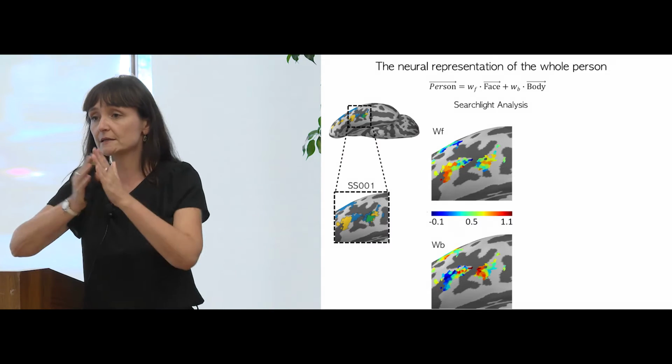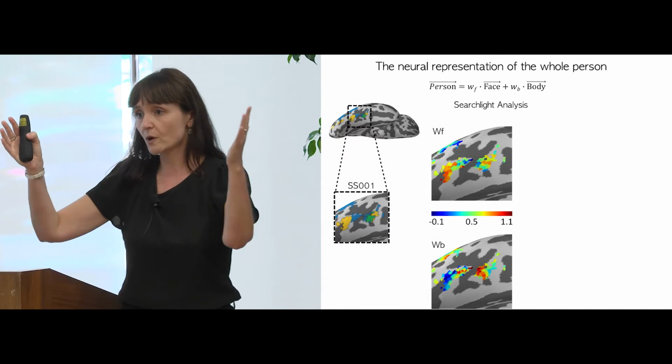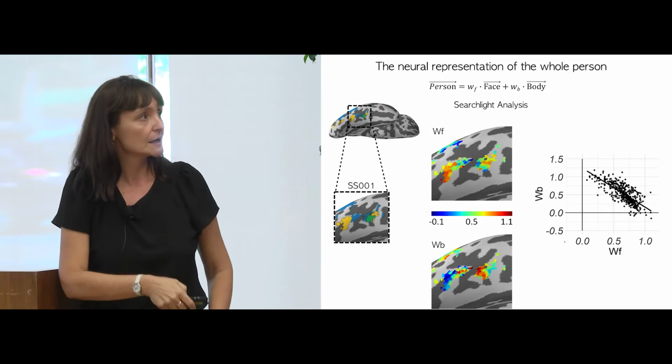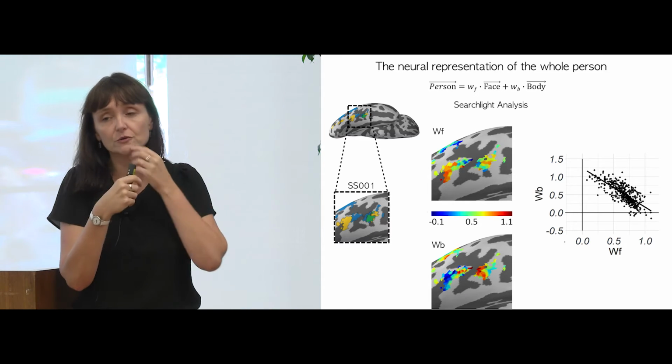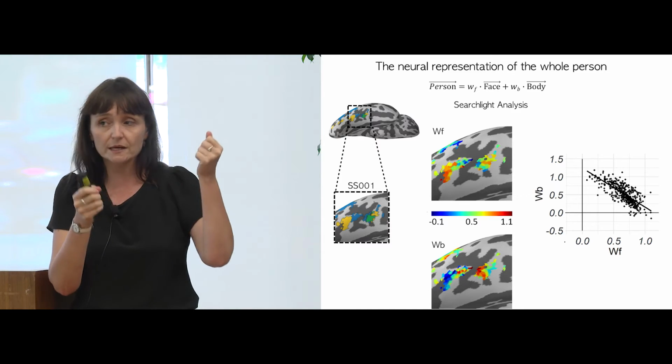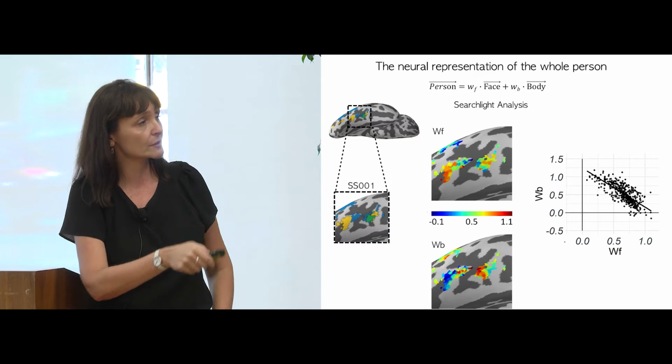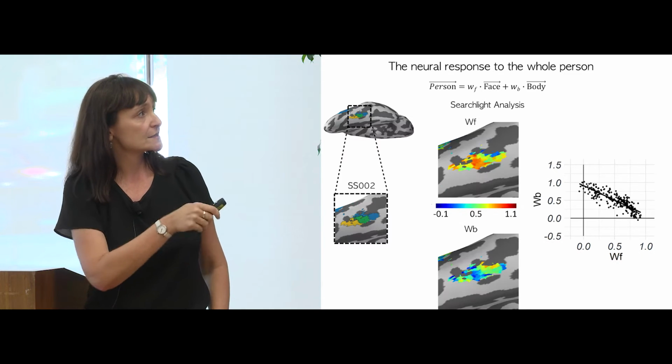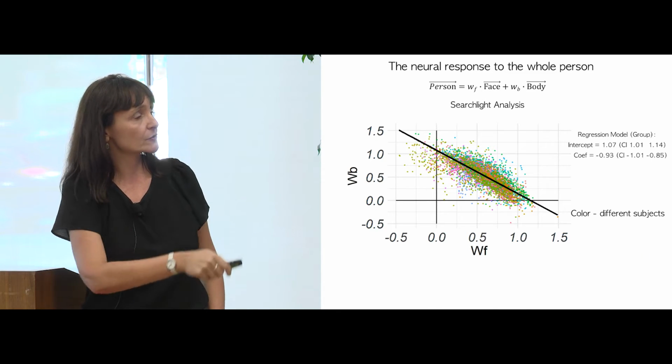And this is consistent with the idea that the sum of the weights is 1. When one goes up, the other goes down. This is the correlation that we found. Before, I showed you the correlation across subjects; now I'm showing you the correlation within subjects across voxels. We get a very similar finding, that the correlation is negative. This is just another subject, and this is the data across all our subjects.